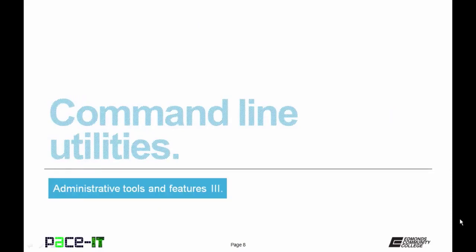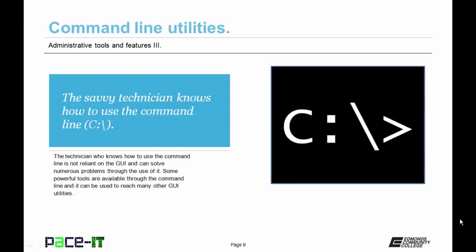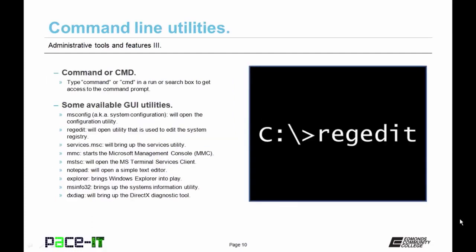Now let's talk about some utilities that are available through the command line. Now we're not going to be talking about the command line per se, but I should throw this statement out there, that you need to know the command line and what you can access through it. Now to get access to the command line, you can use Command or CMD from a run or search box to get there.